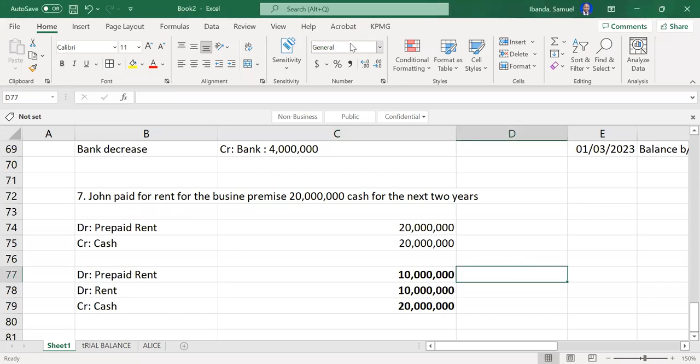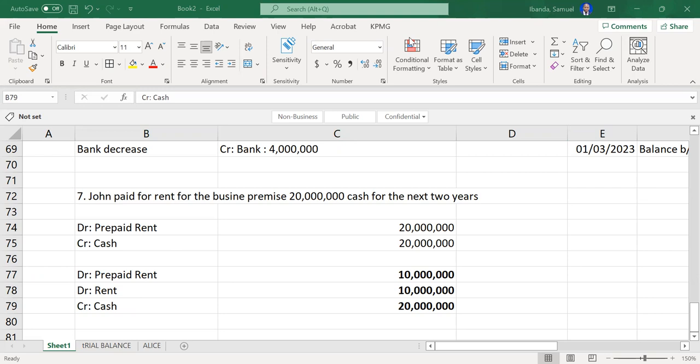Now, that is how we treat prepayments. We shall be able to understand more about prepayments as we proceed. So you drop this account, I drop this account, and then post this in the other transactions. So I hope, Robert, that answers your question.